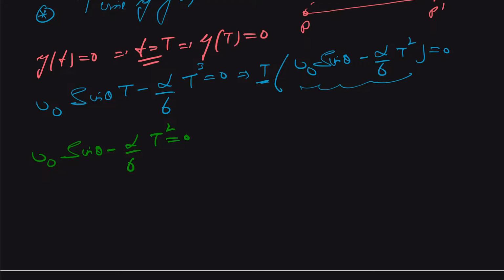And from here, we can write T will be equal to the square root of 6 v naught sine of theta divided by alpha. So this is our time of flight.